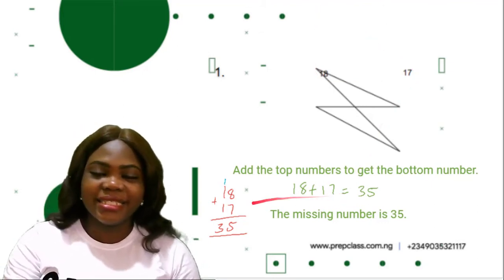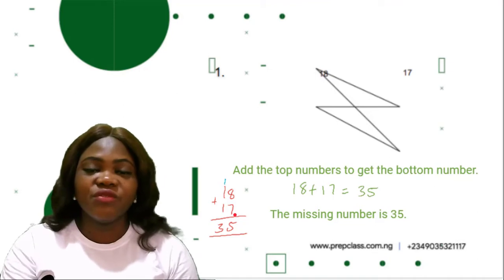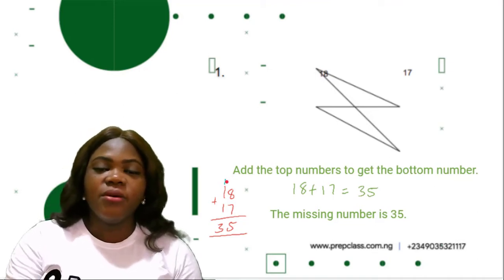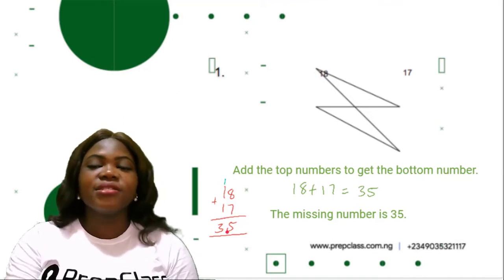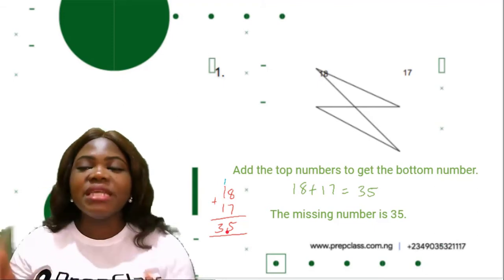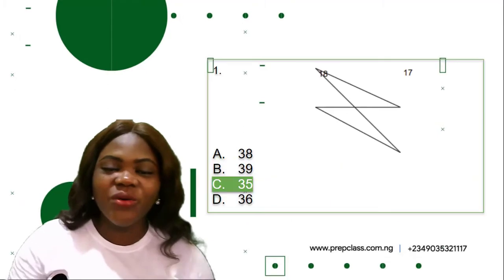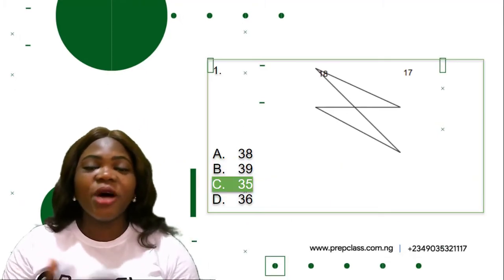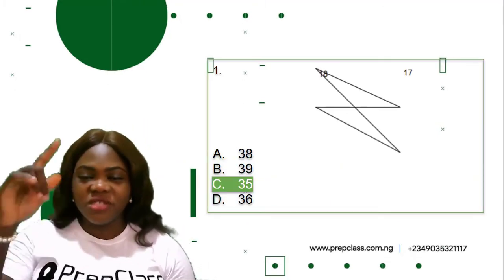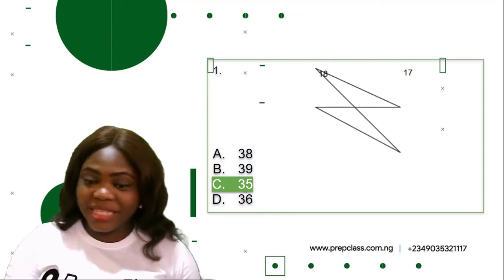So let's add 18 and 17 here. 8 plus 7 is 15. So write 5 and carry 1. 1 plus 1 plus 1 is 3. So the answer is 35. This means that the bottom number, which is the missing number, is 35. So the correct option here is option C, 35. Check. You can see that this is very easy, right?